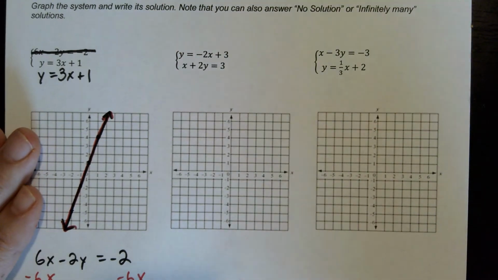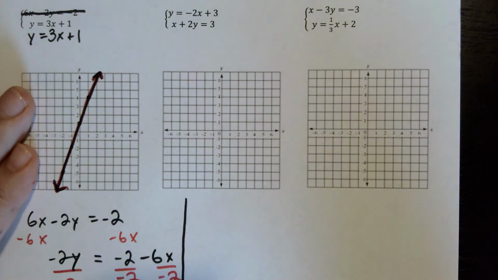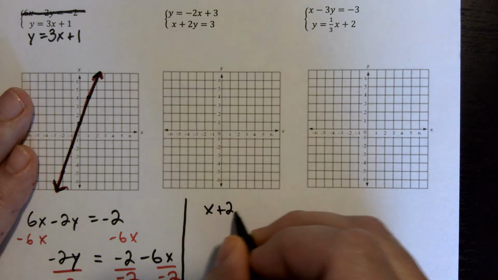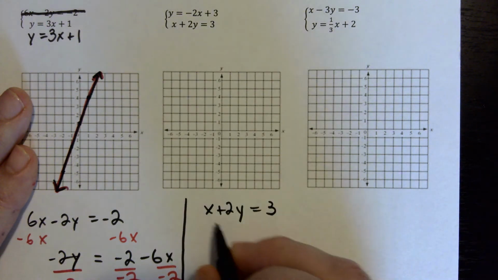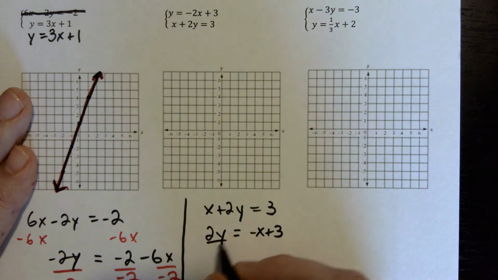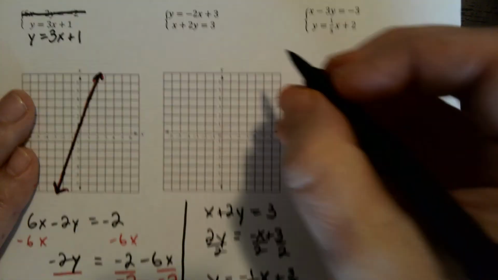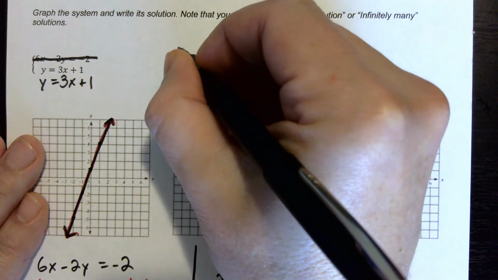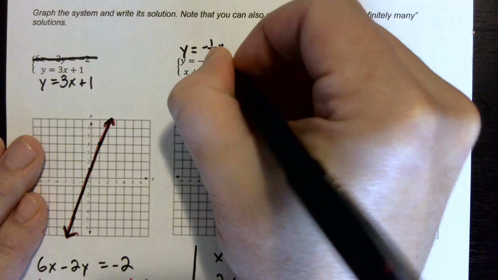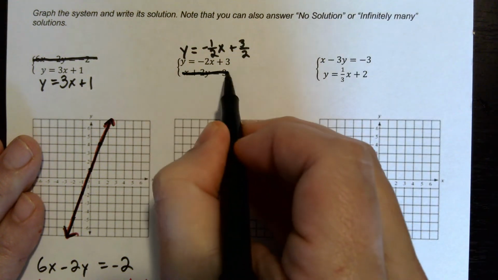Okay, let's take a look at the next one. We got one of them that is solved for y already. We've got another one that's not. Okay, so let me take that second one, x plus 2y equals 3. Let's move the x over, so that's 2y equals negative x plus 3, and divide by 2. So y is equal to negative 1/2 x plus 3 over 2. Okay, so let's go write that back up here above that first one, which is y is equal to negative 1/2 x plus 3 over 2. Okay, so that's our second line. Get rid of that one now.